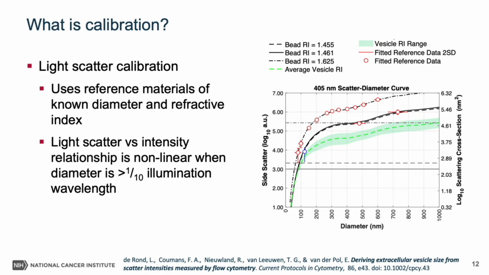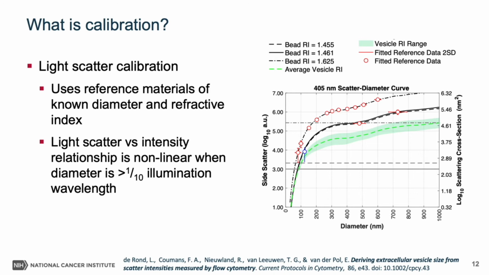In the case of light scatter calibration, the relationship for calibration of diameter to signal intensity is nonlinear. To calibrate this scale, we need reference materials of known size and refractive index. Not only is the relationship between the particles and their light scatter intensity dependent upon the diameter and the refractive index, but it's also dependent upon the optical geometry and collection angle of the system.